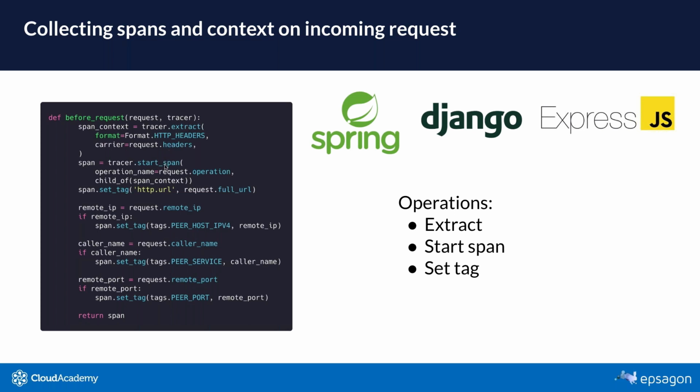Then I'm starting a span which says, okay, now I'm starting to take care of my own request. And then I can set tags. Tags are the exact context that we talked about. For example, I want to know what is the URL that I'm taking care of in this exact request, or the remote IP, if I need to investigate who called me, or the caller name, or the remote port. Any of this information is the exact context that we talked about, that will give us vital information when we're troubleshooting anything.